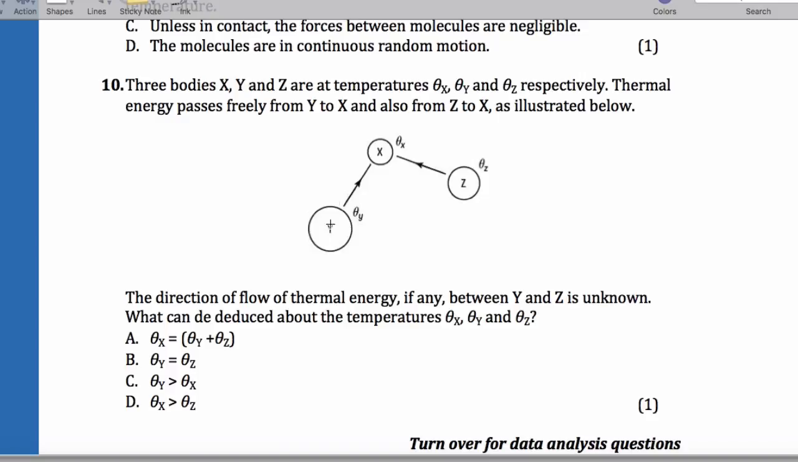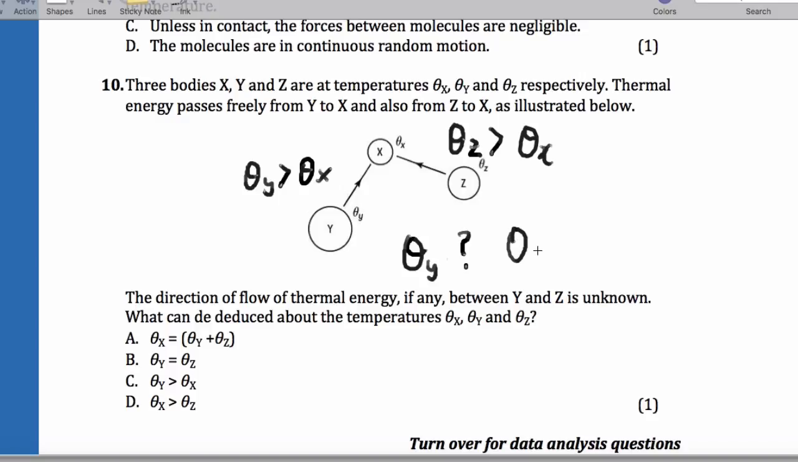And then this one here, let's be clear. If we're exchanging heat, so these are three different bodies at three different temperatures, theta x, theta y, theta z. The arrows represent the flow of heat. So clearly, we know that theta y is bigger than theta x, and we know that theta z is bigger than theta x. That's how those temperatures are. We don't know what the relationship between theta y and theta z is. So any of these choices that wants to use theta y and theta z mathematically, we can't say anything.